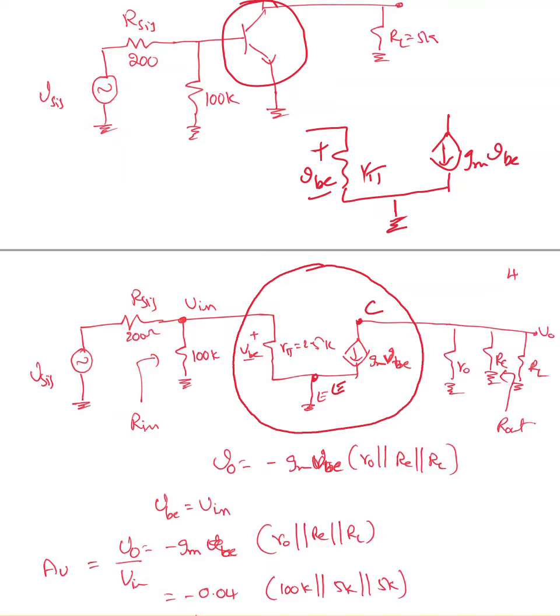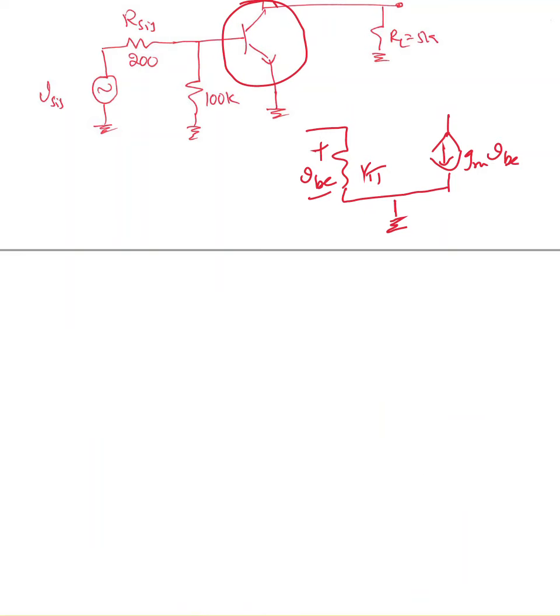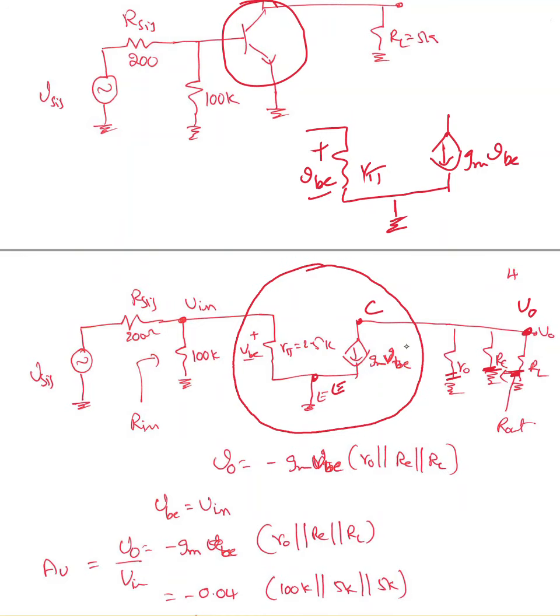Okay, our goal is finding AV. AV is the voltage gain. So first we need to find V naught. V naught is right here, the voltage across the output. V naught equals, can I say these three are in parallel? r naught parallel with RC parallel with RL, the load resistance. And gm times VB is a current.